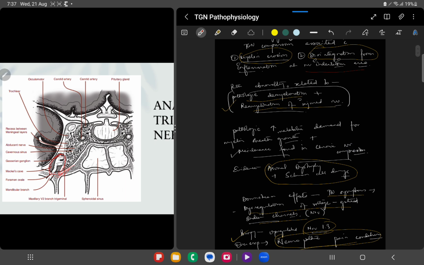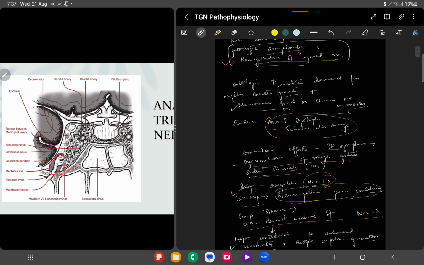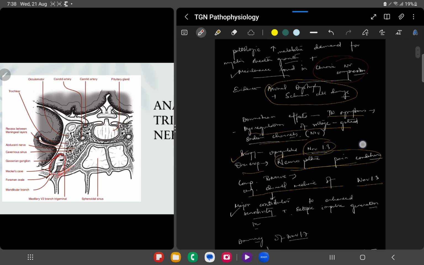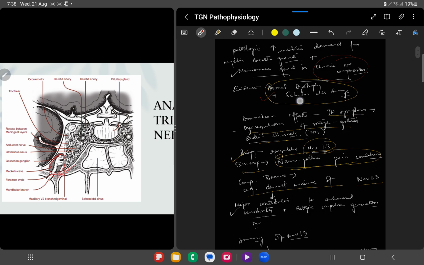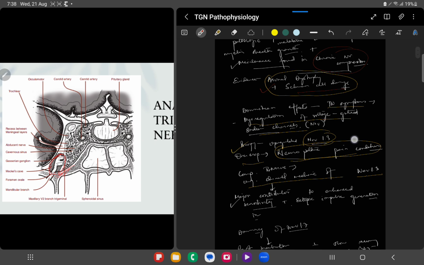So the pathway of abnormality is related to the pathological demyelination as well as the remyelination of the injured nerve. There is a pathological increase in the metabolic demand for myelin sheath growth as well as maintenance, which is found in chronic nerve compression. There is evidence of axonal dystrophy and Schwann cell damage.